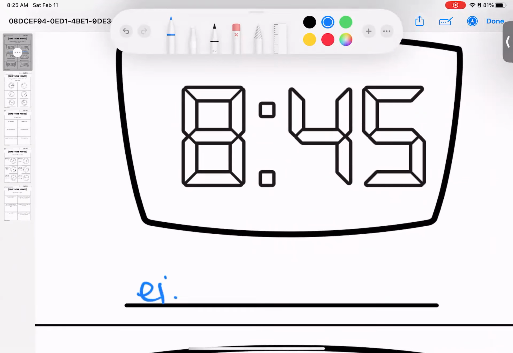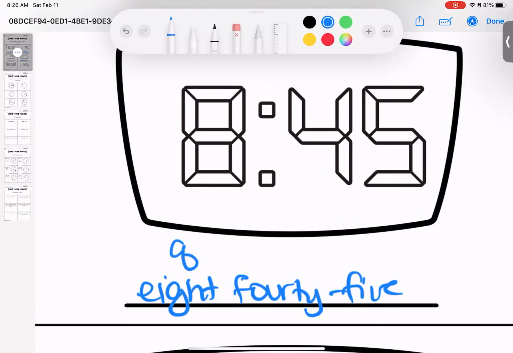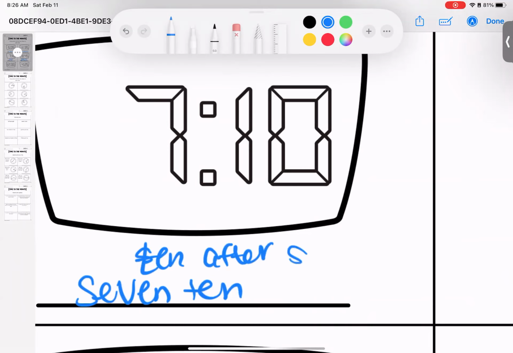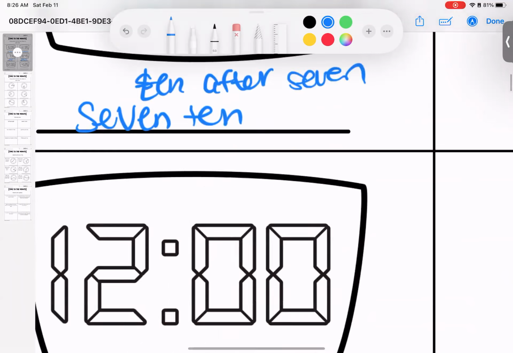8:45, we could do this two ways. We can say 8:45 like I just did, or we can say that it is quarter to nine. So quarter, meaning 15 minutes before 9, 8:45, 15 more minutes till 9. This we would say 7:10, or you could also say 10 after 7. Both of those would be correct.